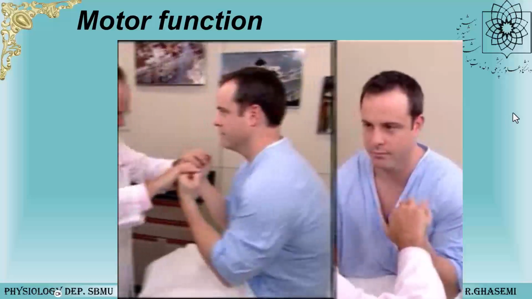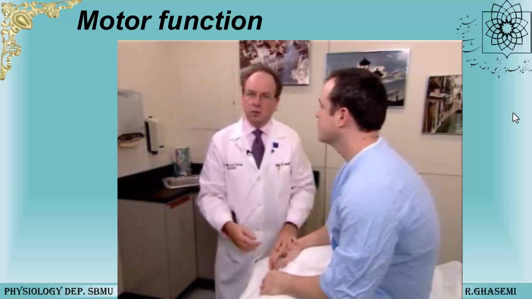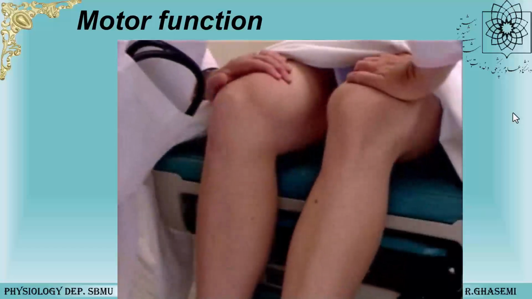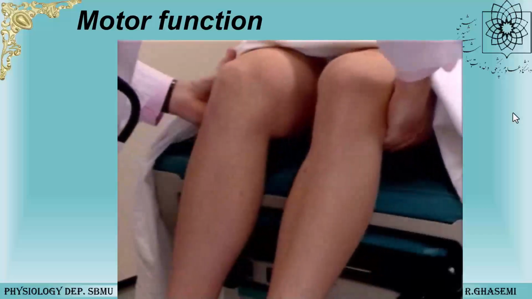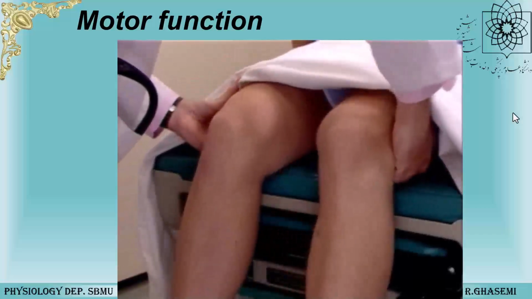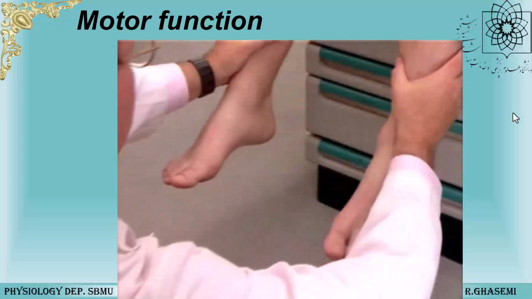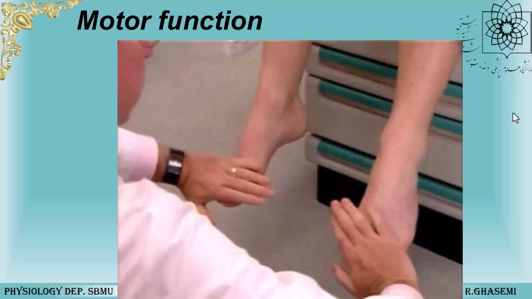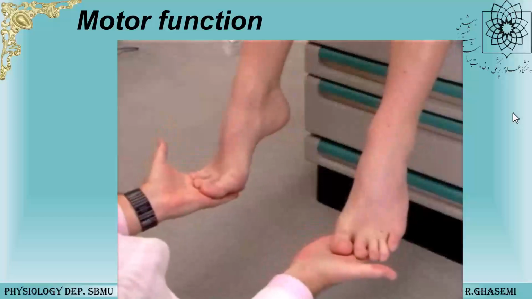And relax. Good. You can put your arms down here. We're now going to assess motor function in the lower extremities. Push up and relax and push down and relax. Push forward, relax, push back, relax, push up, relax, and push down and relax.